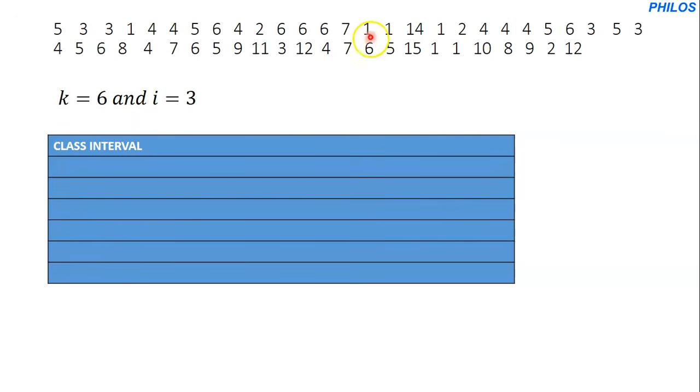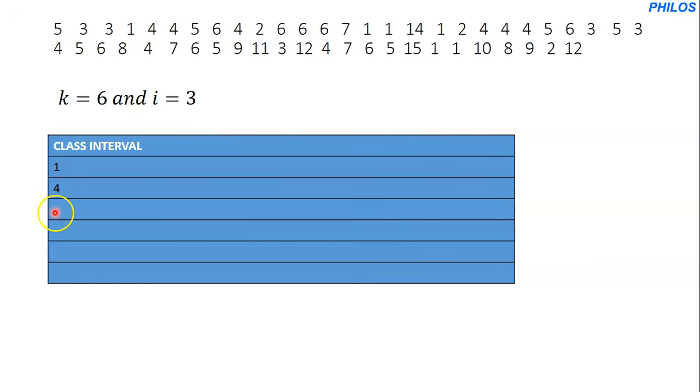What you do is you start from the lowest value. Which value is the lowest value here? The lowest value here is 1. So we start from 1 by fixing 1 as the lower limit of the first class. Are you with me? Then after that, add the interval to the 1, and you write it in the second class as the lower limit of the second class. So we add the interval to 1 and that gives us 4. So that becomes the lower limit of the second class.